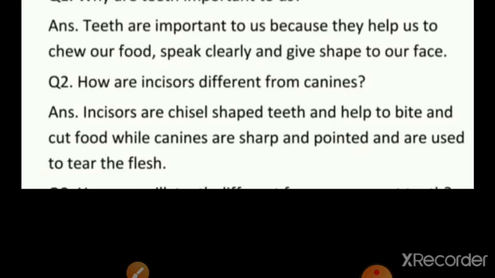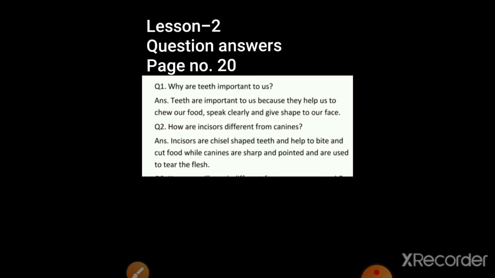Now second question, how are incisors different from canines? Incisors are chisel shaped teeth and help to bite and cut food, while canines are sharp and pointed and are used to tear the flesh. Now come on, third question.